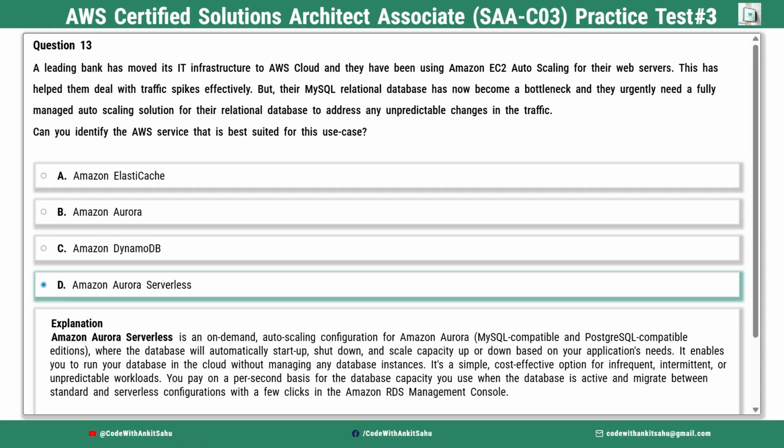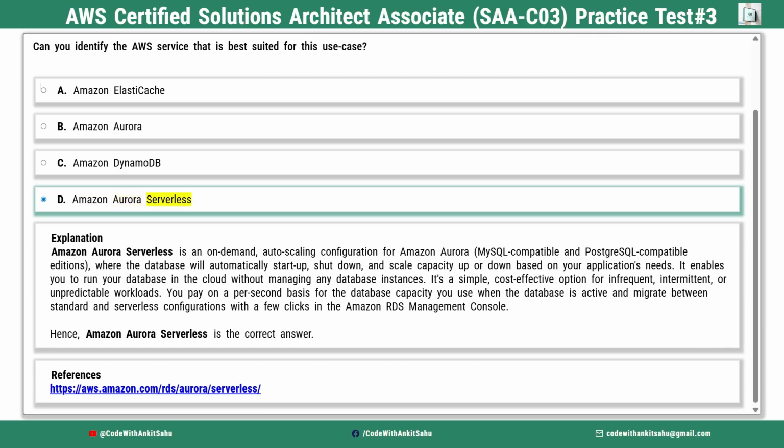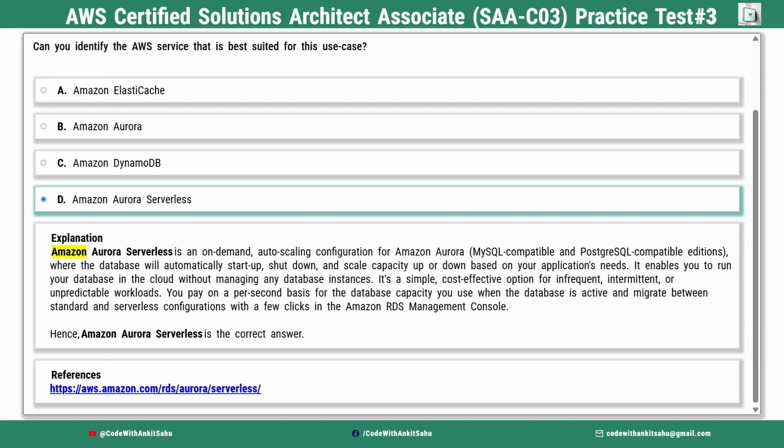Correct answer: Option D. Amazon Aurora Serverless. Explanation: Amazon Aurora Serverless is an on-demand, auto-scaling configuration for Amazon Aurora (MySQL-compatible and PostgreSQL-compatible editions), where the database will automatically start up, shut down, and scale capacity up or down based on your application's needs. It enables you to run your database in the cloud without managing any database instances. It's a simple, cost-effective option for infrequent, intermittent, or unpredictable workloads.